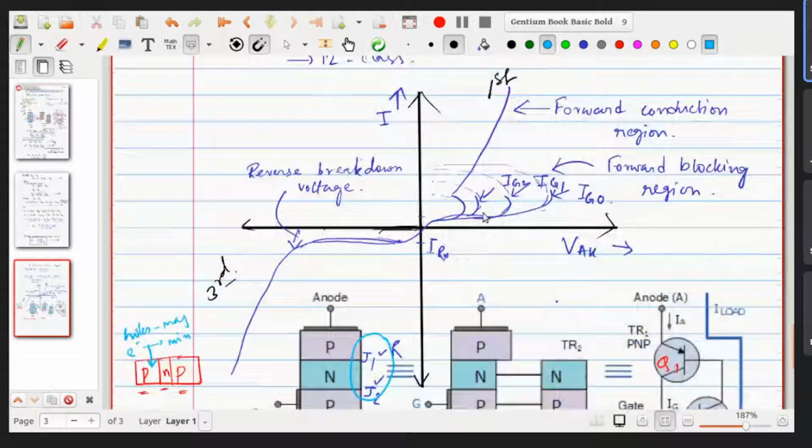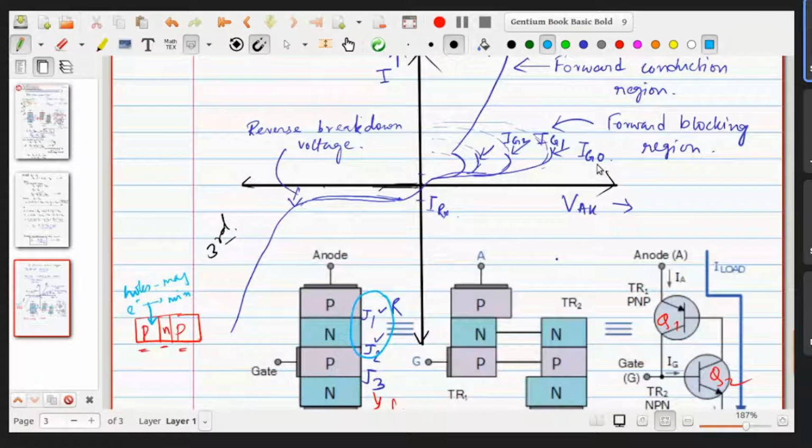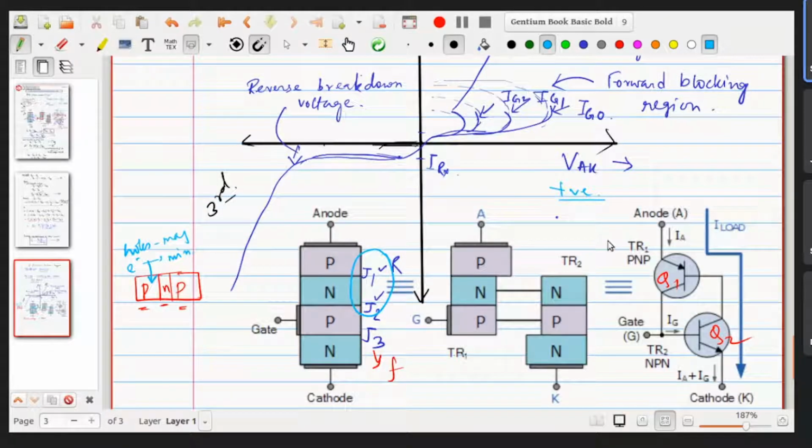Now coming to the other part, when the SCR is forward biased, what have we done? We have applied a positive anode to cathode voltage with our gate terminal at gate current equal to 0. Then what happens? Junctions J1 and J3. Now you observe junction J1 and junction J3.